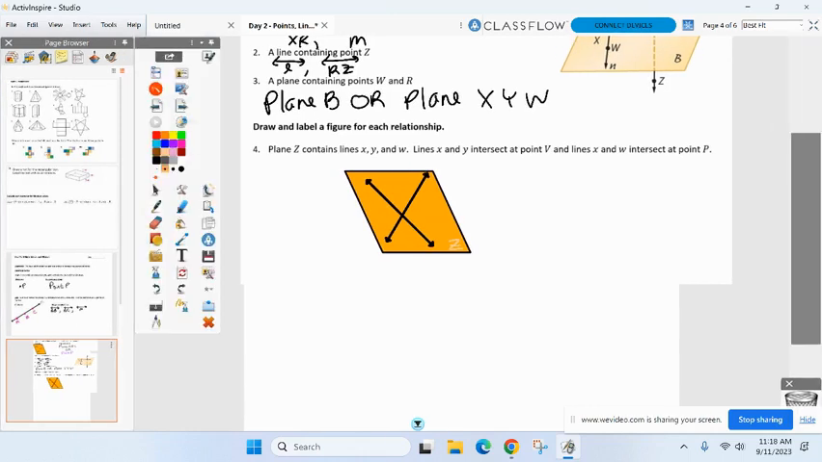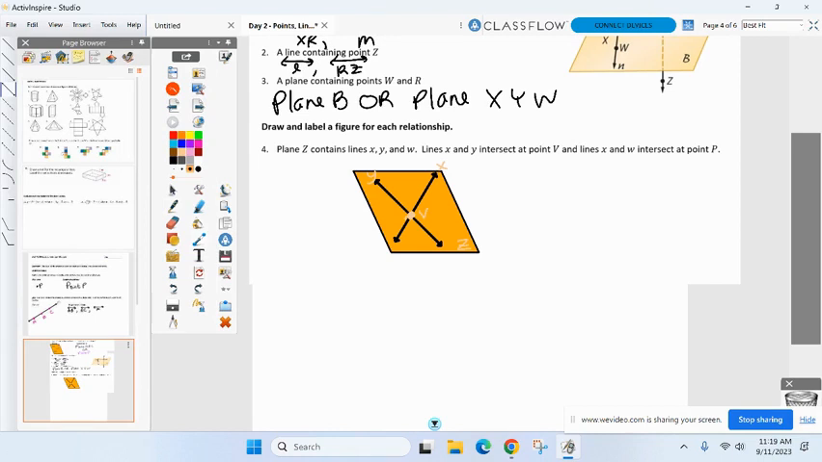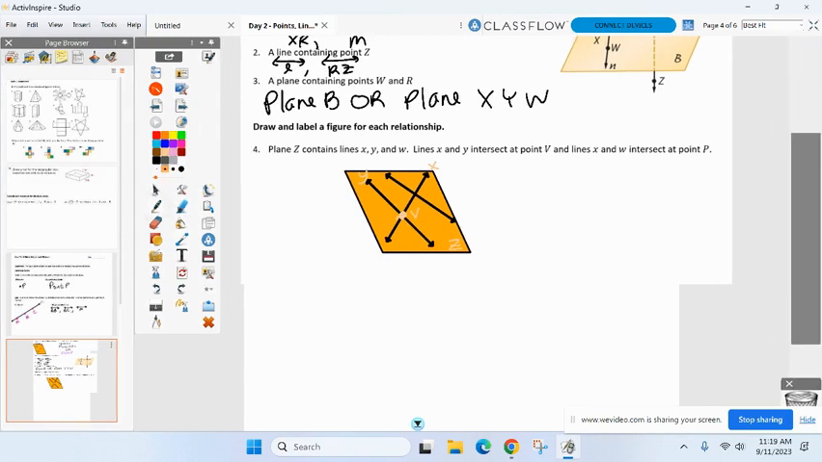How do I name them? Well, these aren't points, so I name them X and Y, and they intersect at a point called V. Again, your diagram doesn't have to look like mine, just as long as it satisfies all the criteria. And then finally, there's a third line, called W, that intersects X. So I get out my pencil again, draw another line that intersects line X, call that W, and make sure it intersects at a point called P.